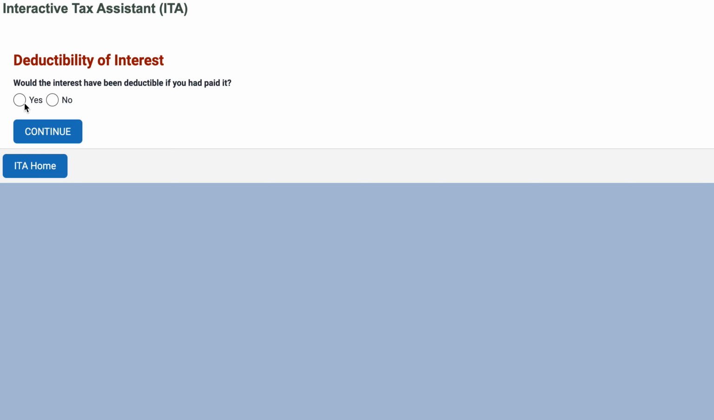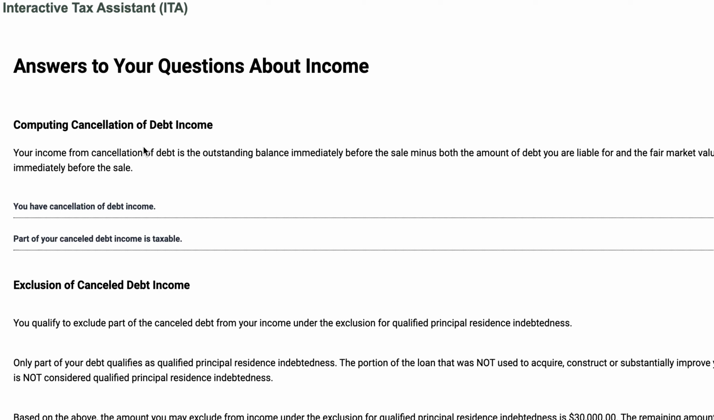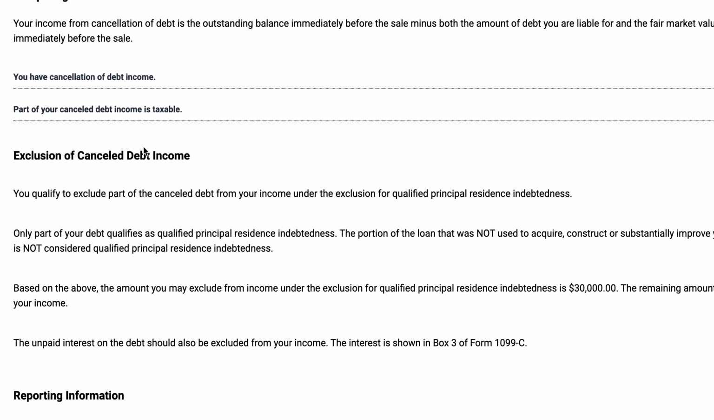Would the interest have been deductible if you had paid it? We'll say yes. You have cancellation of debt income, and then part of your canceled debt is taxable. So you qualify to exclude part of your canceled debt, but only part of it.